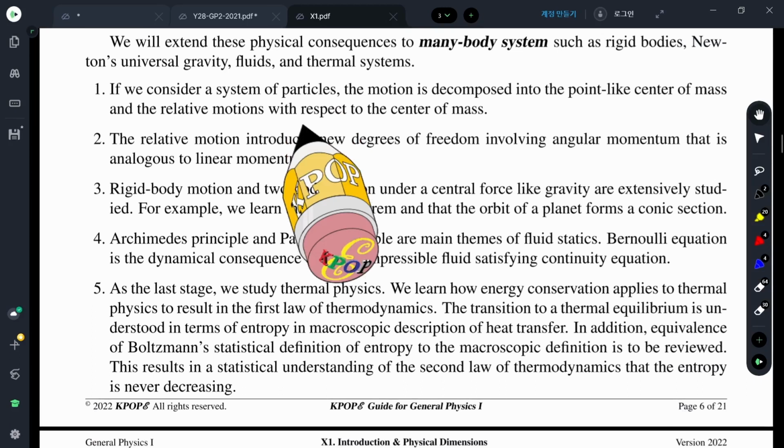Later part of this lecture contains thermal physics that contains many body systems, and in the middle we have a system of particles to consider rigid body or rigid body motion or wave.